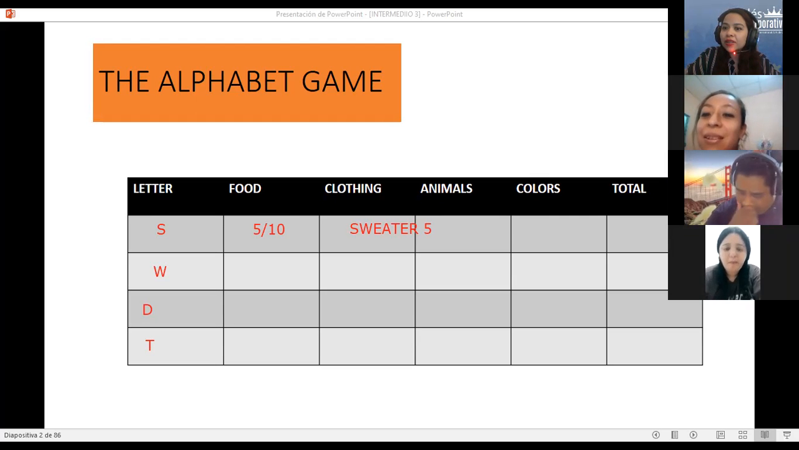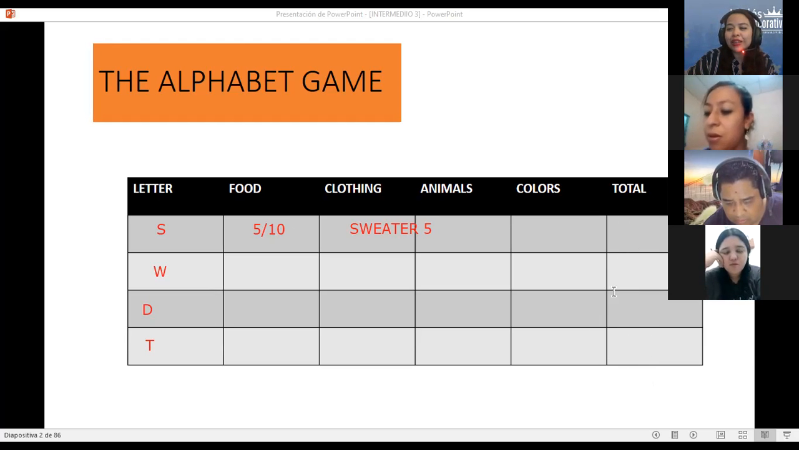I don't understand. Oh, the thing is that you get 5 points if the word is repeated. You get 10 points if it was not repeated. And here in total, you have to write how many points you got in each category. So what you have to do now is to get the total. So you sum it up, you're right. So sum it up.